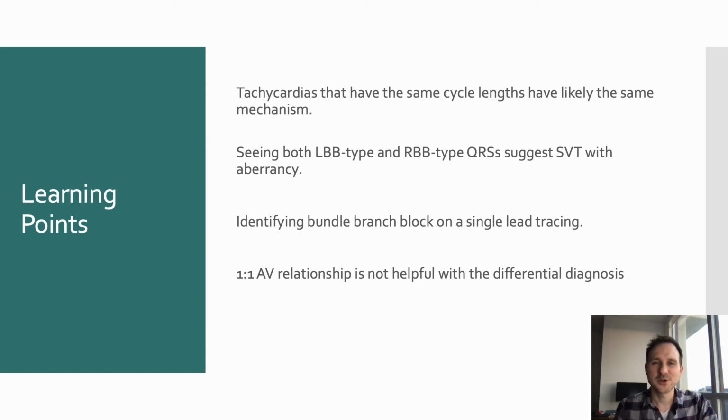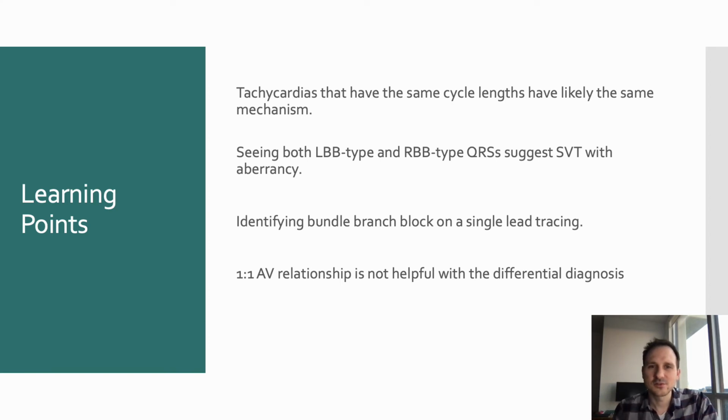All right, thank you for bearing with me through all of these tracings. I want to take a moment to summarize the key learning points. If the patient has more than one tachycardia and they're the same cycle lengths, chances are they're probably the same mechanism. The second learning point was if the patient has a tachycardia with left bundle branch type and right bundle branch type QRSs, then it's probably SVT with different aberration patterns. Because why would a VT exit in the right ventricle and in the left ventricle? It doesn't make a whole lot of sense.